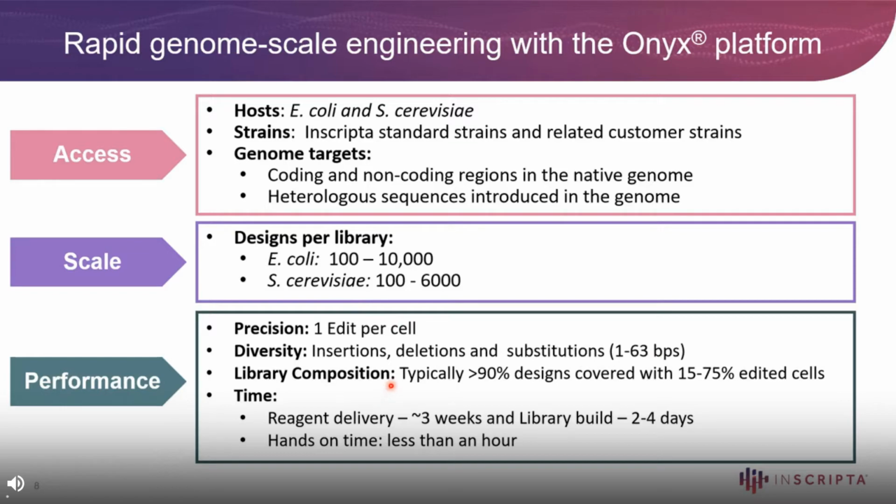The library composition that comes out of the instrument is typically greater than 90% of the designs within your design library contained within that population, and the editing fraction is anywhere from 15 to 75%, depending on the complexity of the edits that you're trying to introduce. As far as time, reagent delivery is approximately 3 weeks, and the library build is anywhere from 2 to 4 days, depending upon whether it's E. coli or yeast. However, the hands-on time with the actual instrument is less than an hour.